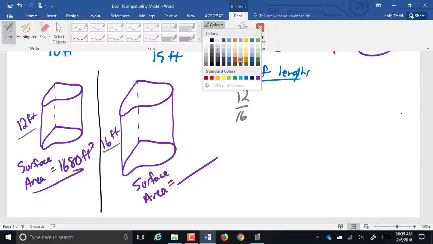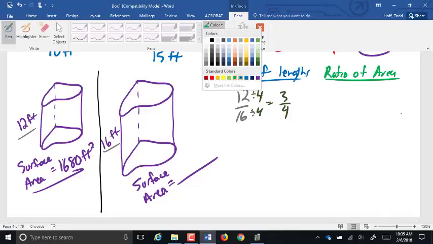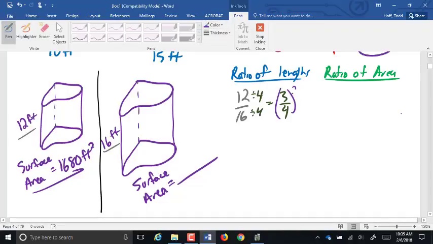Now, again, to make it a little easier on myself, I'm going to reduce that. Both of those can be divided by what? 4, which gives us a 3 to 4 ratio. Now then, to work with a ratio of surface area, is that really just an area? Yes, it is. It's going to have the same relationship as any other area. So we're going to take that 3/4 and square it. What's 3 squared? 9. And what's 4 squared? 16 is correct. So that's going to be a 9 to 16 ratio.